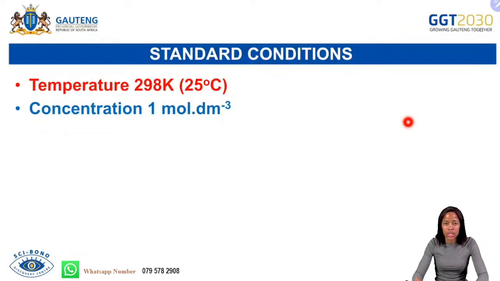Okay, standard conditions that you need to use for those cells. So it's going to be temperature, which is 298 Kelvin or 25 degrees, and then your concentration, which is 1 mole per cubic decimeter there. Then you need to also make sure that you know the standard conditions, and it can be in your exams for maybe 2 marks there or 1 mark there.